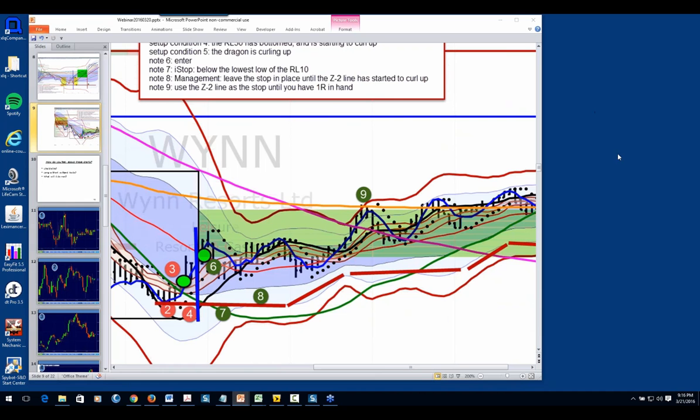Keep that relaxed stop. Keep that initial one until I get an R in hand or the Z2 has caught up, and then use the Z minus 2. Stay with it, stay with it, stay with it. Use the 90. Go ahead.